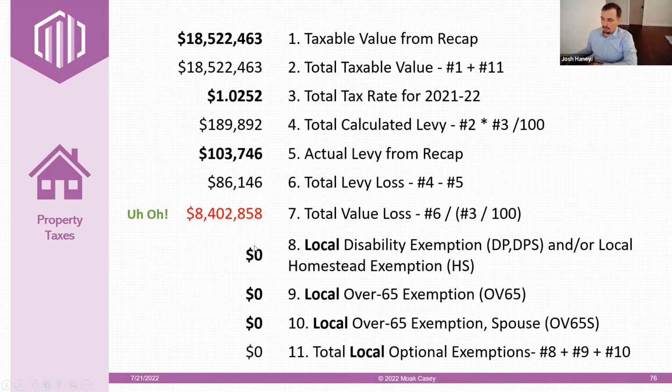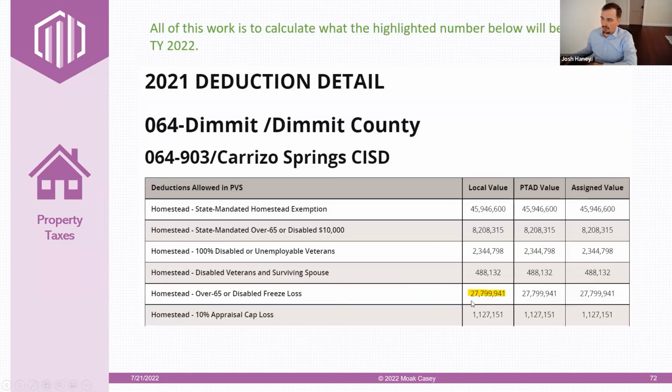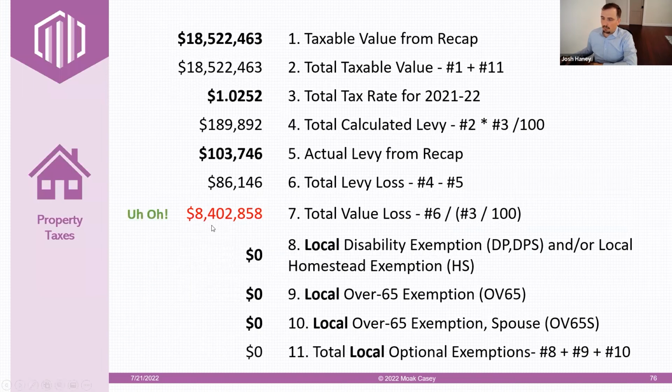Okay, so here's an example. I forgot to get my CAD reports here. I have zeros. And if I run through that same calculation I just did, instead of getting 27.8, which is pretty close to what it actually ended up being on the property value study, I get 8.4, right? So I'm way off, okay? That's why the information from those freeze total reports that goes here is really key to getting you a correct total value loss figure.